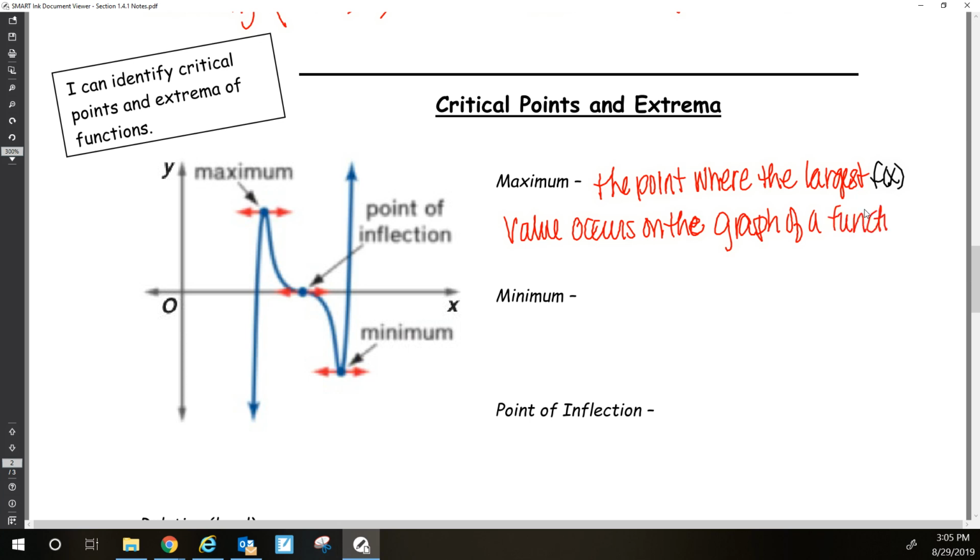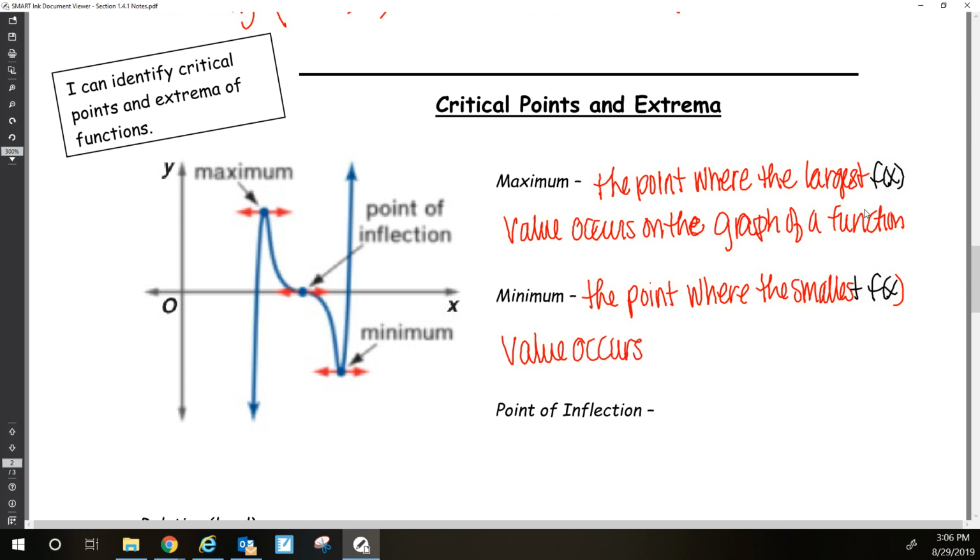Whereas a minimum is a point where the smallest f of x value occurs on the graph of a function.